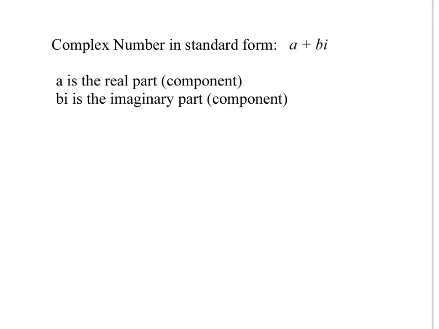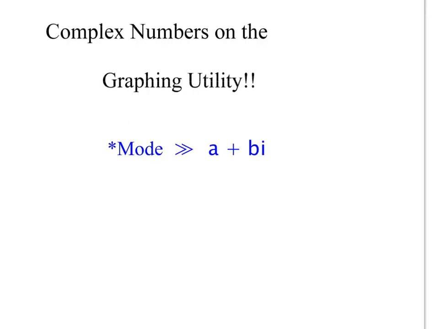Okay, let's just review for a minute. A complex number, in standard form, is A plus BI. A is called the real part or the real component, and the BI part is the imaginary part or the imaginary component. Don't forget, we can work with imaginary numbers and complex numbers on our graphing calc. Just change your mode from the real number mode to A plus BI mode. And in fact, you can keep it there because everything we do in A plus BI mode, you can also do in real number mode as well.